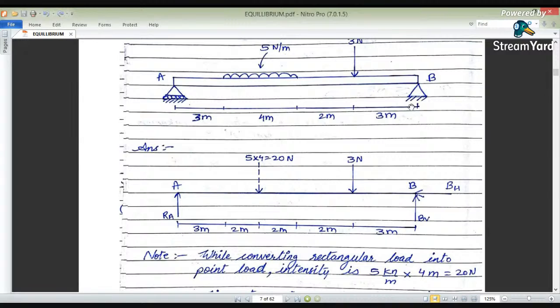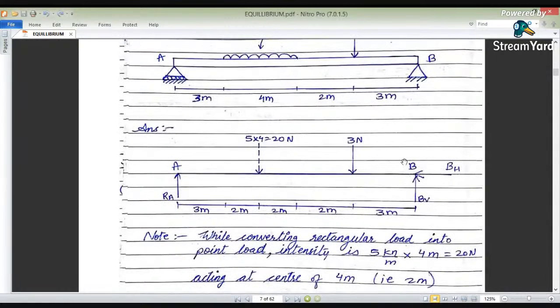We have released this hinge support and applied the two reactions, that is, vertical and horizontal reactions. We have also released this roller support, and we have applied a perpendicular reaction, because this roller was moving in the horizontal direction. So we have applied it in the vertical direction. Okay.